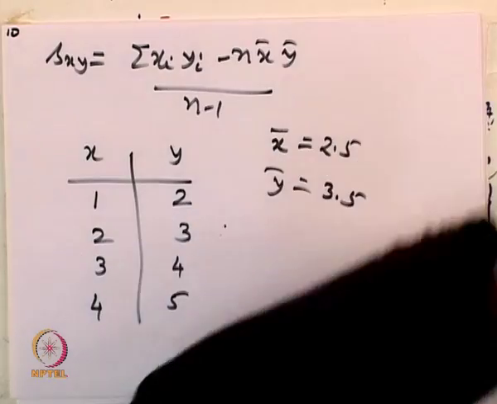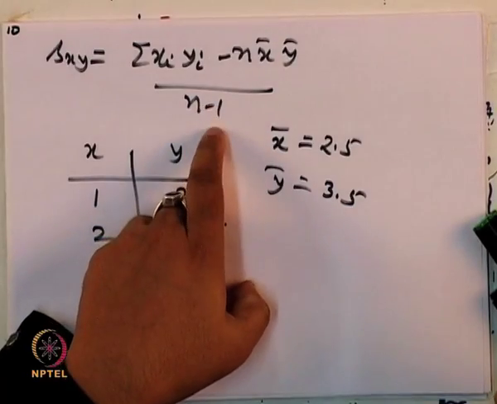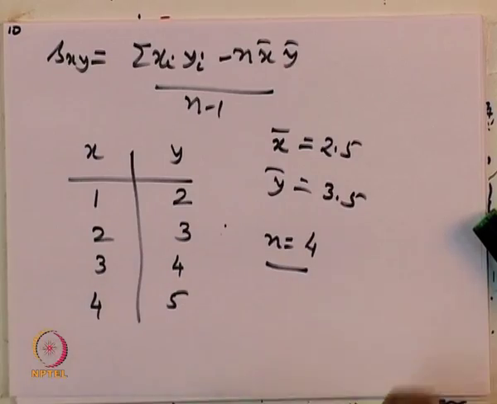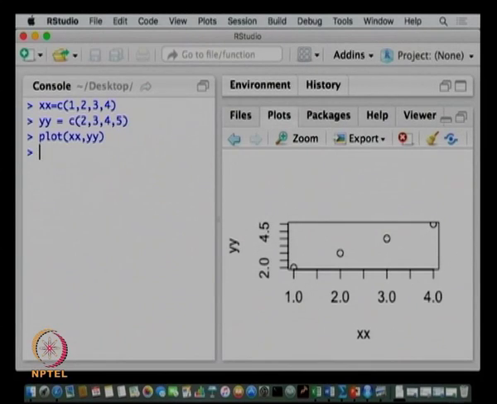So, I can find out. I know that Sxy is equal to summation xi yi minus n x bar y bar, divided by n minus 1. So, I have n equal to 4 in this case. Let us calculate the value of Sx. I can write down here itself, Sd of xx, Sd of yy. Same thing. I can define Zz equal to xx star yy.